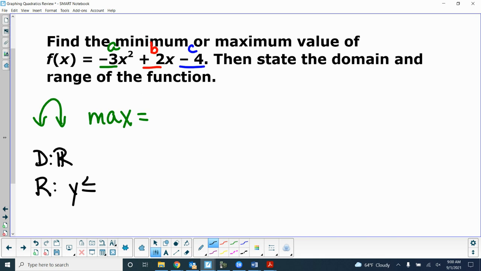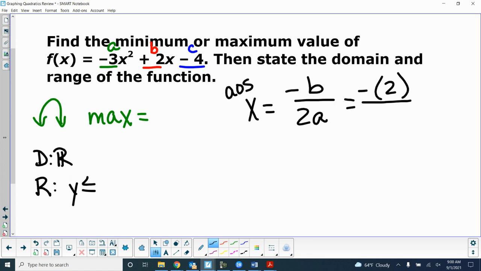So where we start is using this formula. Remember, that's for the axis of symmetry. All right? So B is 2, minus negative 3. Okay? So that's a negative 2 over a negative 6, which reduces to a positive 1/3, right? Questions? Okay.